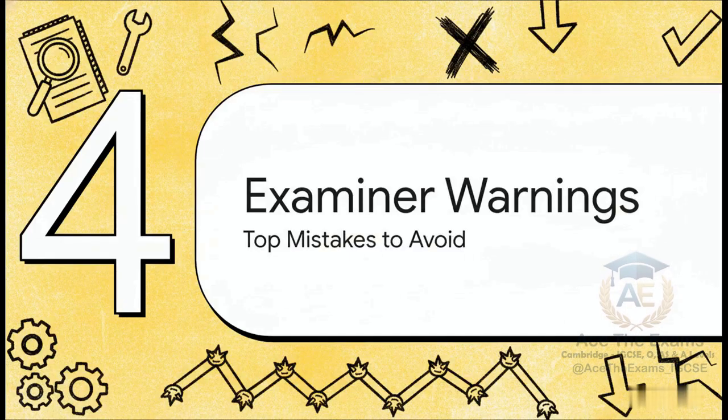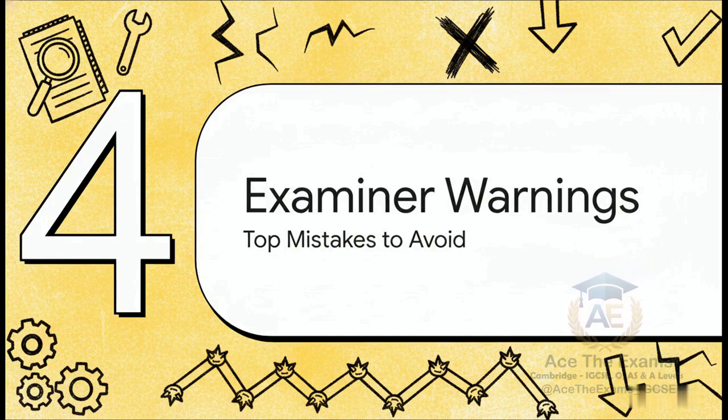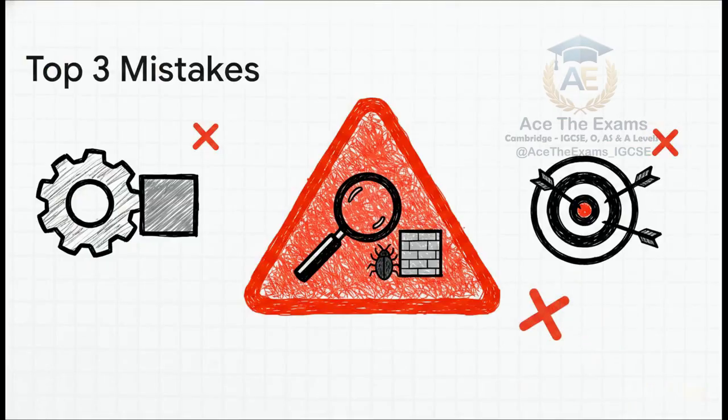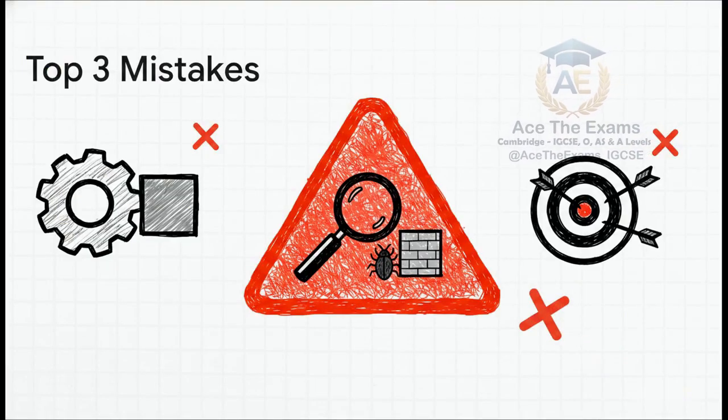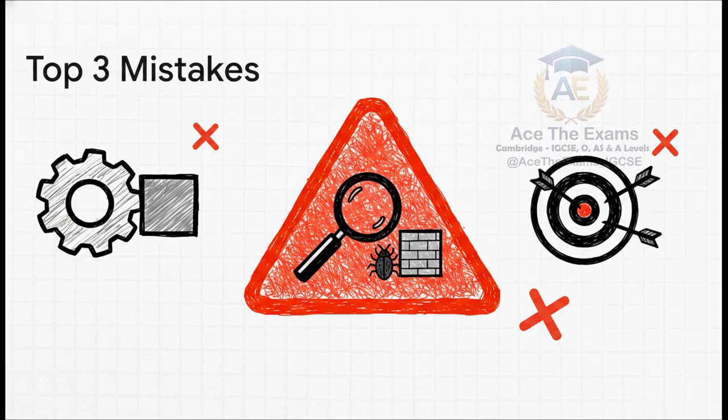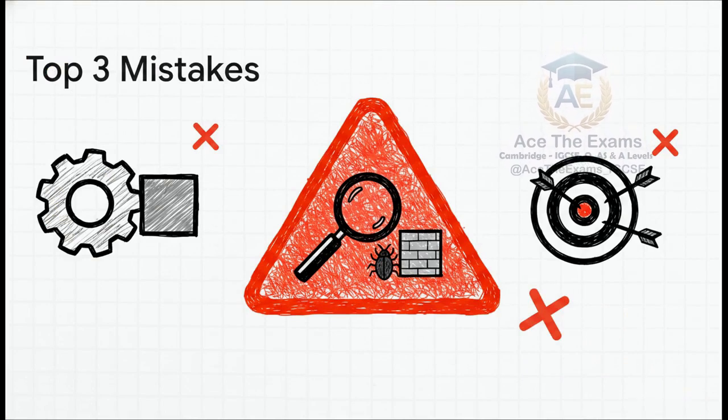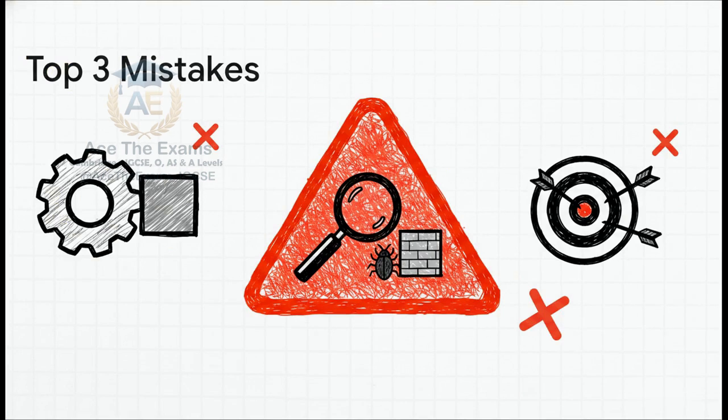We are now entering Section 4, Top Examiner Warnings. This is where we look at the exact traps that have cost thousands of candidates their target grades. Pulled straight from the official Cambridge Principal Examiner reports, here are the top 3 devastating mistakes students make regarding utility software. Mistake number 1, using the wrong formula or algorithm context.